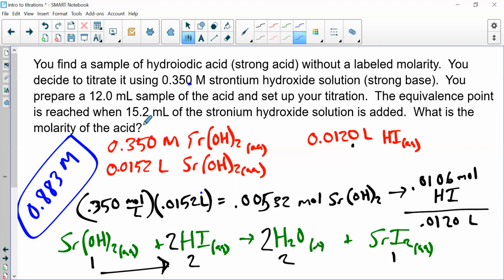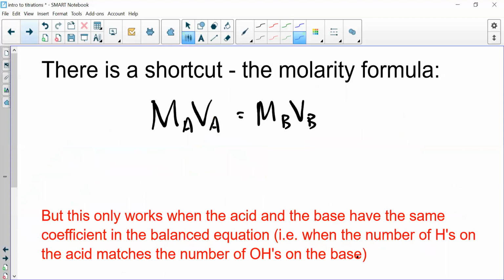Okay, now there is a shortcut that only works sometimes. That's why I didn't start by teaching it. This method works every time. And how long did this take? Like 3 or 4 minutes? Well, if you want a shortcut, here's a formula. Molarity of the acid times volume of the acid equals molarity of the base times volume of the base.